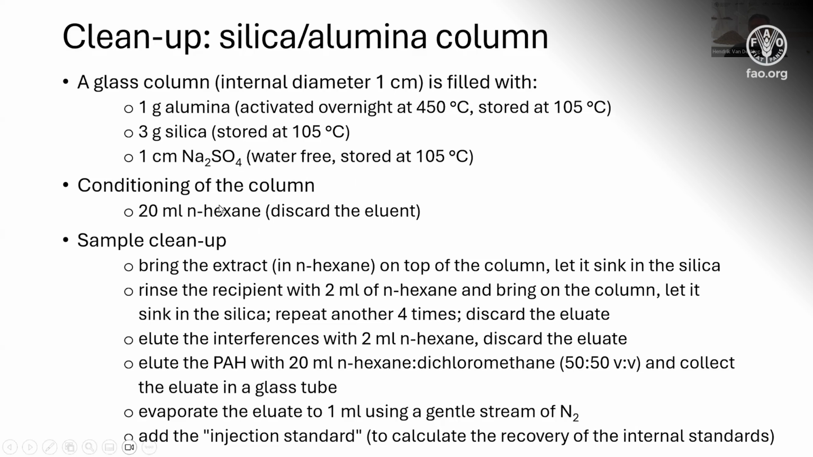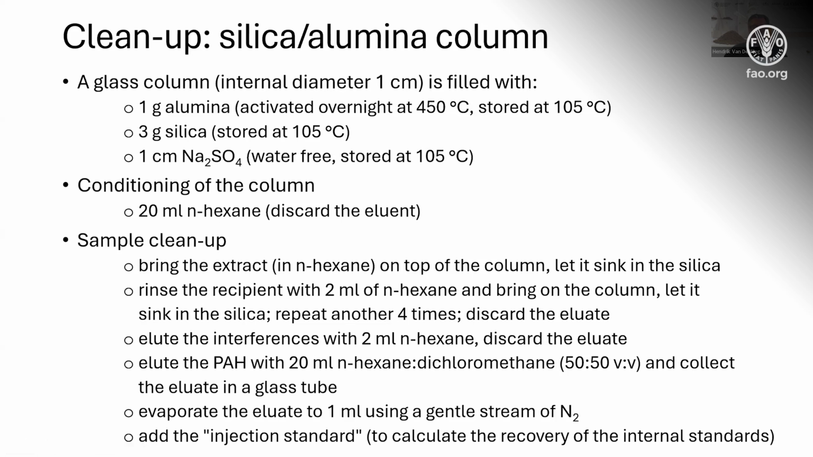Next is the sample cleanup. Once the column is conditioned, we bring the extract in n-hexane on top of the column, and we let it sink in the column. We rinse the recipient with 2 ml of hexane, and we bring this hexane on the column, and we also let it sink in the silica. We repeat this 4 times, and we discard the eluate from the column because it only contains interferences. Then we elute the interferences again with 2 ml of n-hexane, and we discard the eluate.